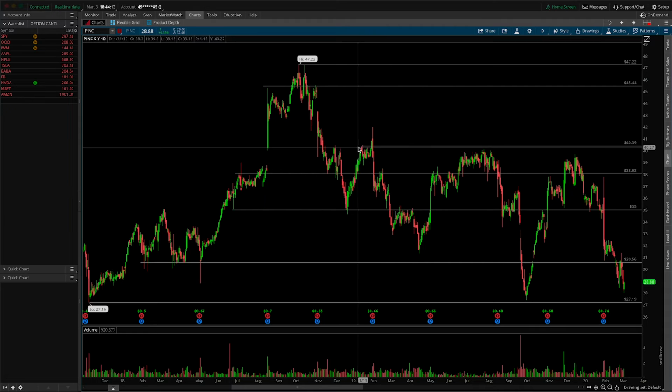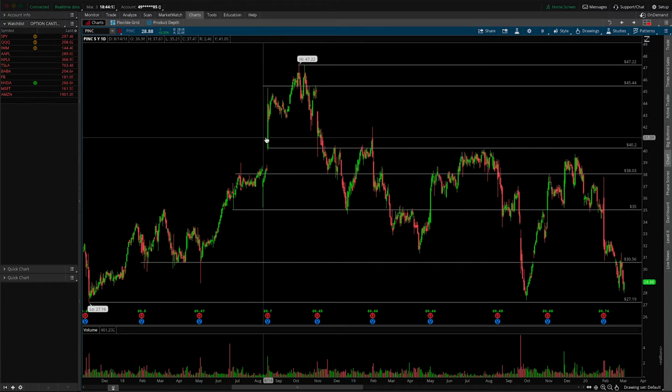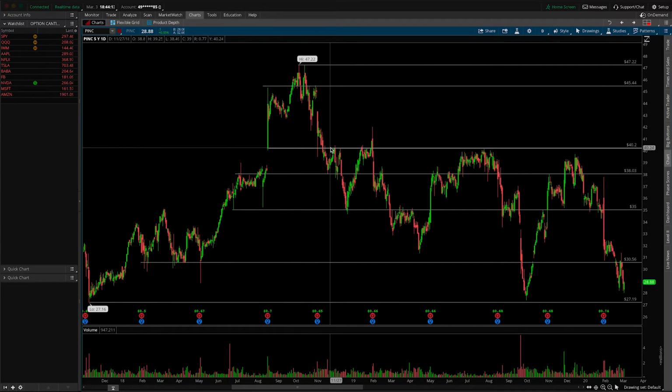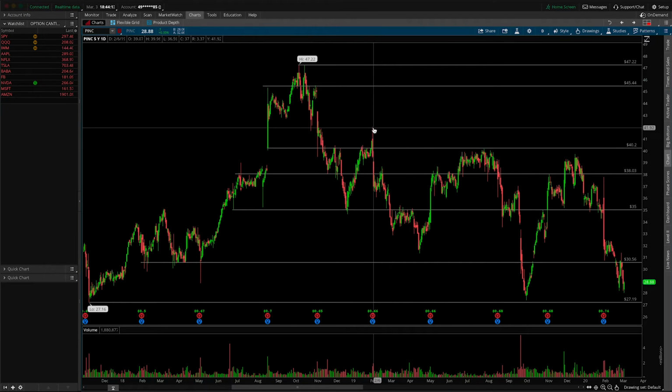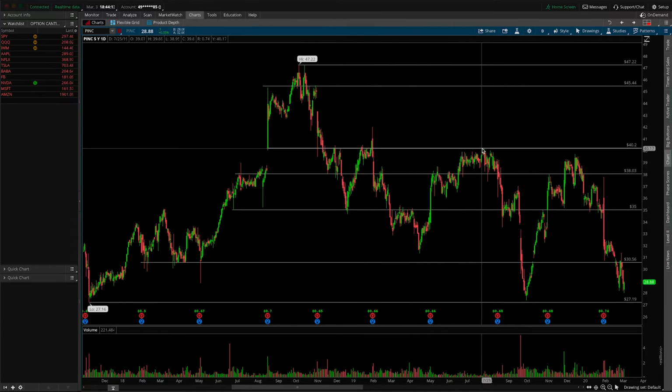Continuing on downwards, you can see that this area of resistance was also resistance back here, so I'll extend it. I'll even do this actually. Check that out. Very nice. When support is then broken to the downside, it becomes resistance, and that's a perfect example of it here. Again, I didn't cherry pick this high because it's in no man's land. That level then becomes resistance in here, as you can see.